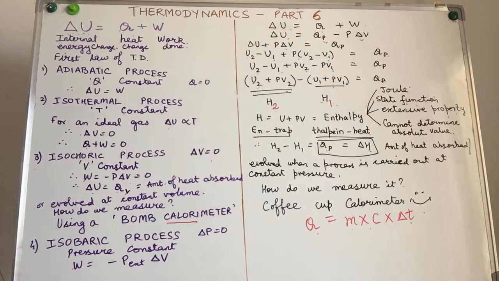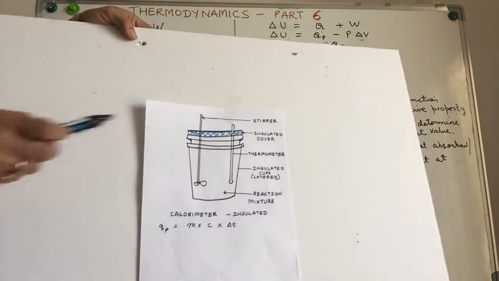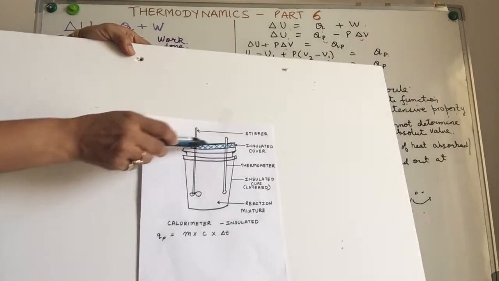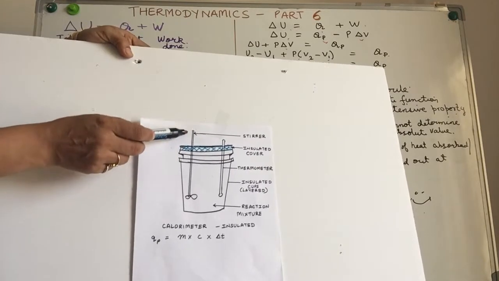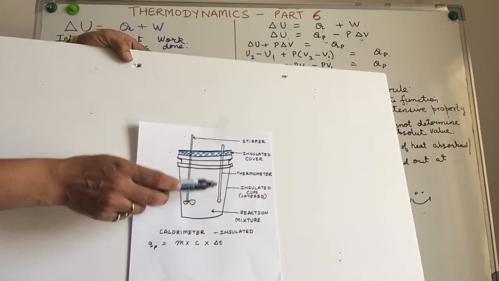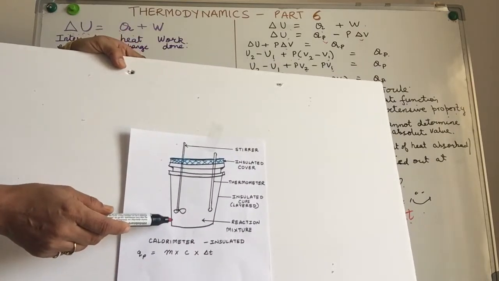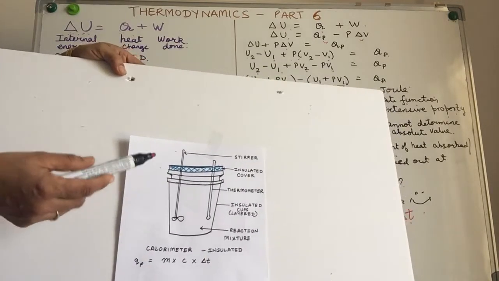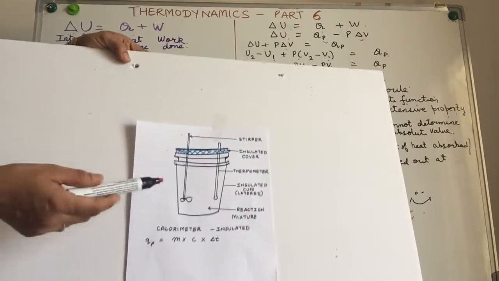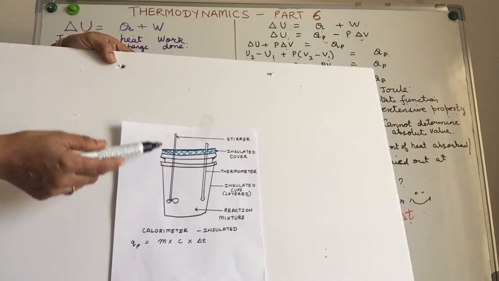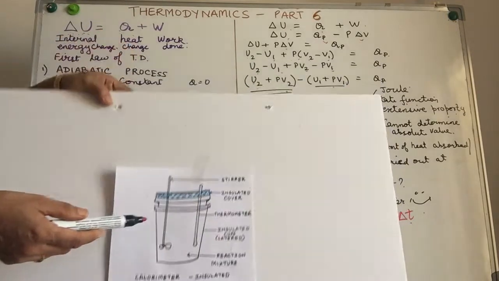To represent it diagrammatically, we have an arrangement where we have put stacks of insulated cups. There's an insulated cover on the top. We have the stirrer, we have the thermometer in order to measure the temperature change. So we simply call it a coffee cup calorimeter. It's just a calorimeter which is measuring the amount of heat. Calorie is the unit of heat, so it is measuring the amount of heat under conditions of constant pressure.